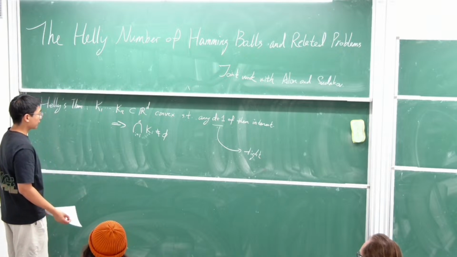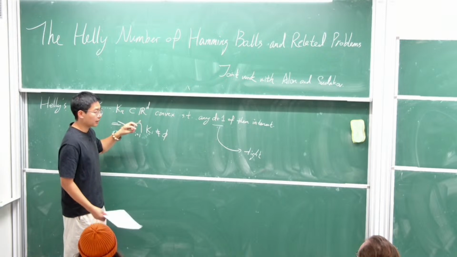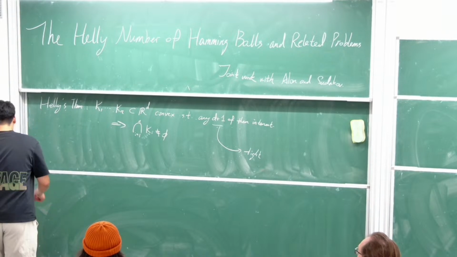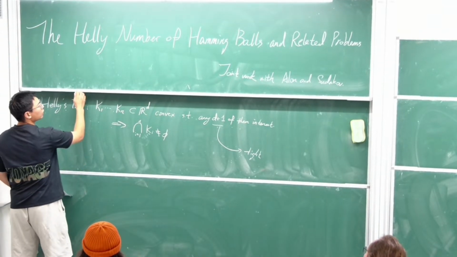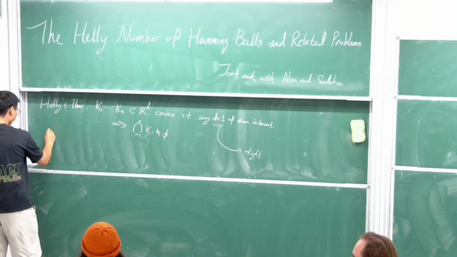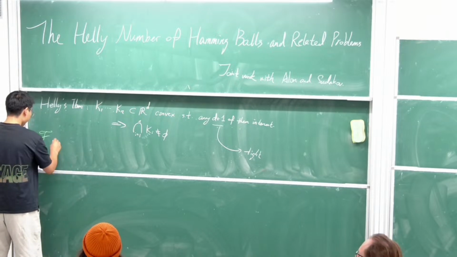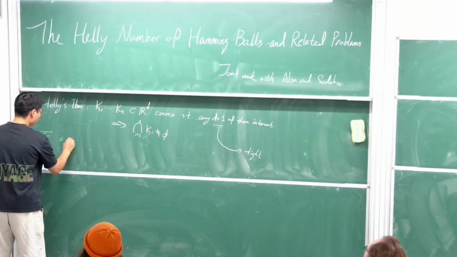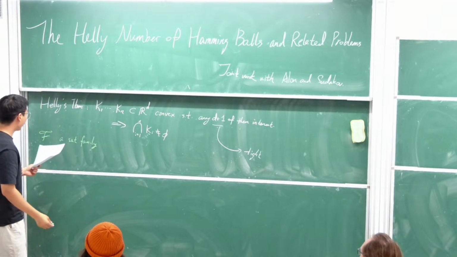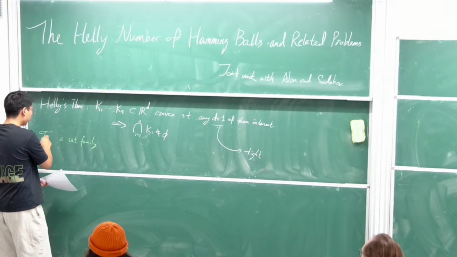And in general, one can ask the same question if, instead of saying these sets are convex in R to the D, we specify what sets are considered to be convex. And in this case, what we do is that we specify a set. So let's say this F is just a set family. And in this example, F is simply the set of all the convex sets in R to the power D. So these are the convex sets we think of.